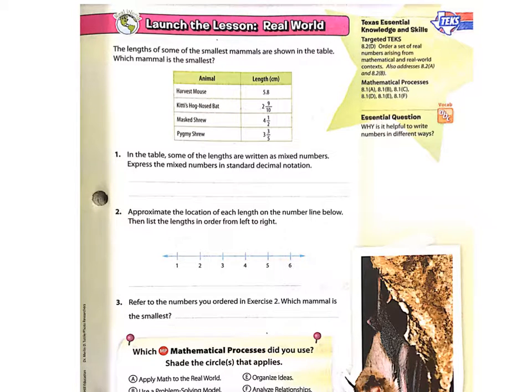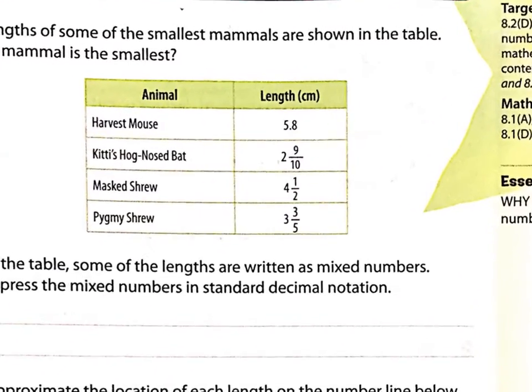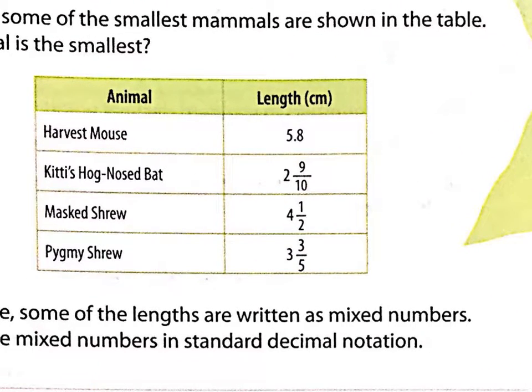All right, so if we read, it says the length of some of the smallest mammals are shown in the table. Which mammal is the smallest? So we got this table right here, and it's asking which one's the smallest. So how would we look at this and determine which one's the smallest mammal?